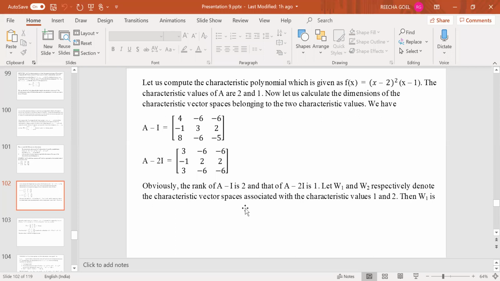Now let me calculate the dimension of the characteristic vector spaces belonging to these 2 characteristic values. If I want to calculate the dimension of the characteristic vector space, I have to consider the null space of A minus I belonging to the first eigenvalue 1, and A minus 2I belonging to eigenvalue 2. Now A minus I is given by this particular matrix and A minus 2I is given by this particular matrix.